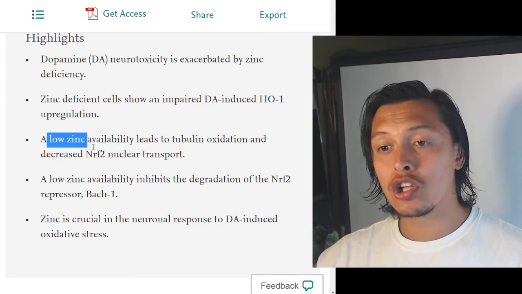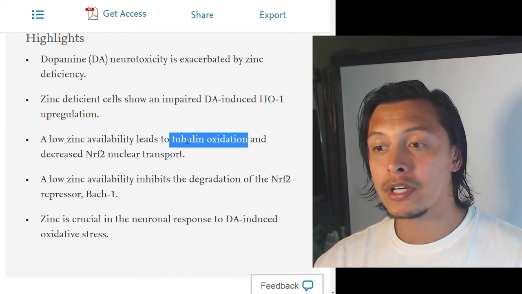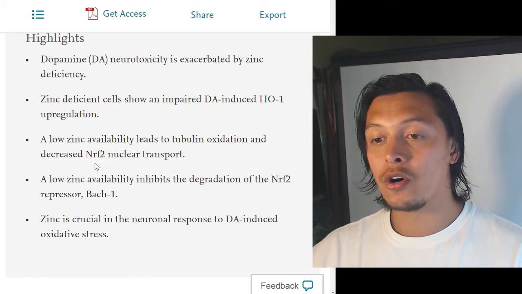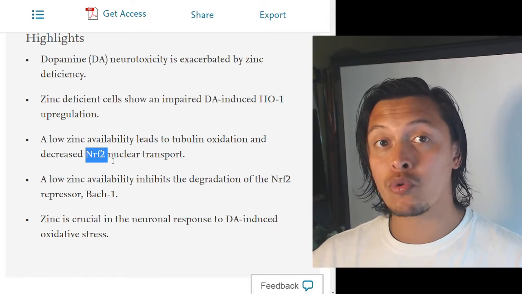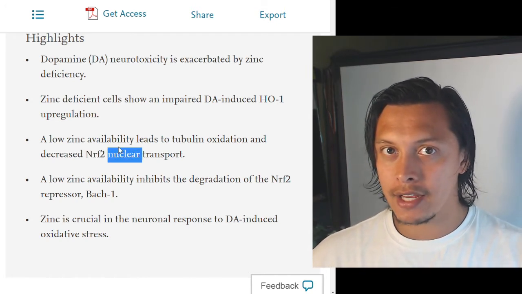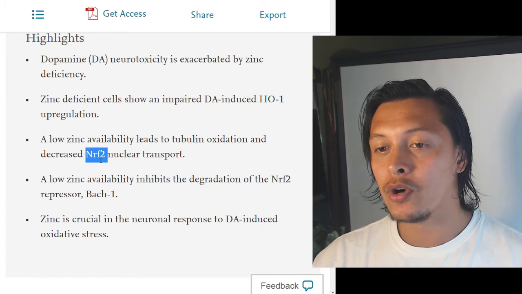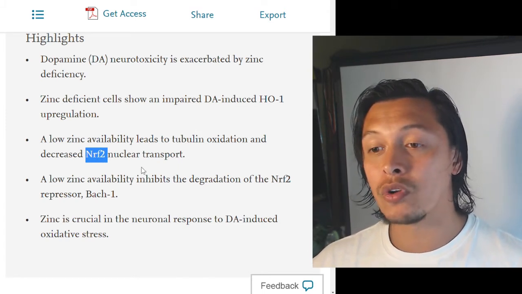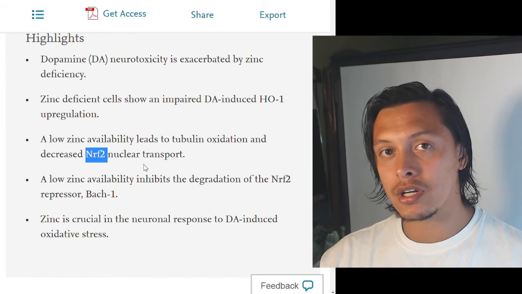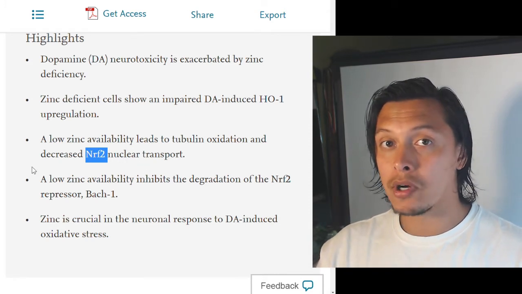So if there's low zinc availability, it leads to tubulin oxidation, and this oxidation of tubulin is associated with a decrease in NRF2 nuclear transport. Remember, NRF2 is a transcription factor. For it to work properly, it needs to get into the nucleus where your DNA is. If the tubulins are oxidized and there's an inhibition of NRF2 getting into the nucleus, then NRF2 will not be able to do its activity. It won't be able to regulate the expression of these antioxidant proteins.